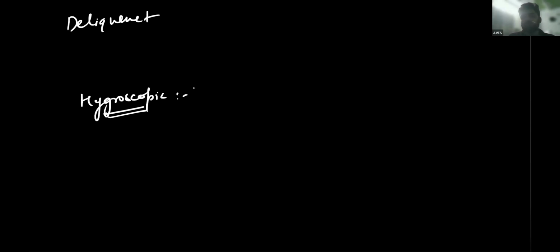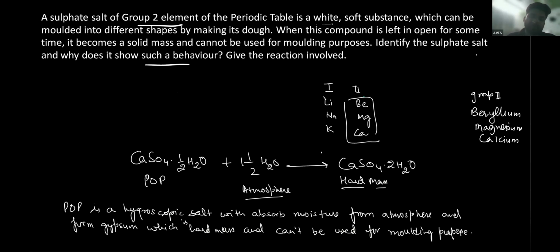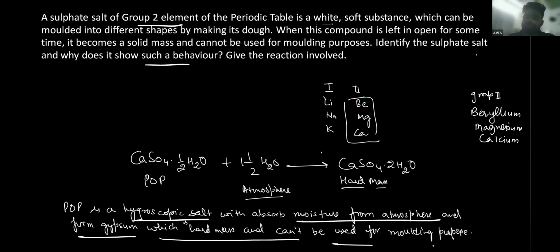Hygroscopic means the substance will absorb the moisture and will not change its state. Deliquescent means the substance will absorb the moisture and dissolve into it, like sodium chloride. Caustic soda is deliquescent in nature; it will absorb the moisture and become sticky. But hygroscopic means it will absorb the moisture but will not dissolve or get sticky. So POP is a hygroscopic salt which absorbs moisture from the atmosphere and forms gypsum, a hard mass substance that cannot be used for molding.